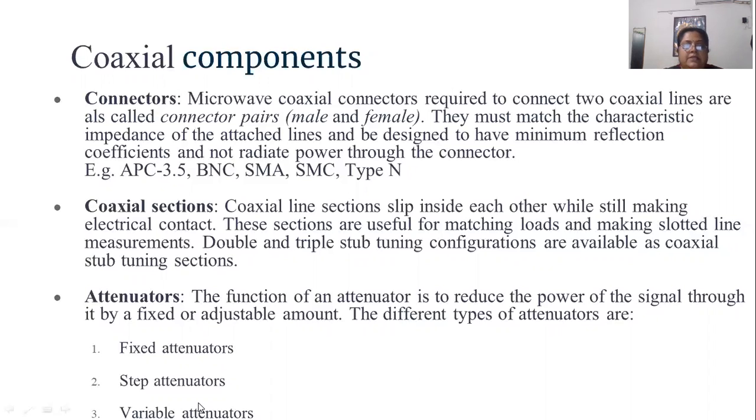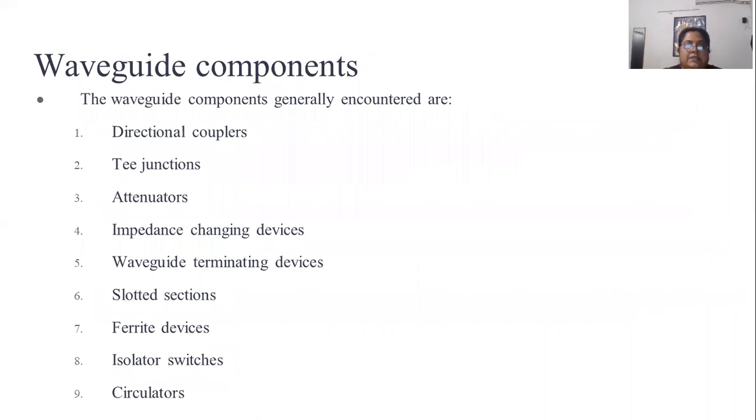Now we'll discuss the attenuators. The main function of an attenuator is to reduce the power of the signal passing through it by a fixed or adjustable amount. The different types of attenuators are fixed attenuators, step attenuators, and variable attenuators.